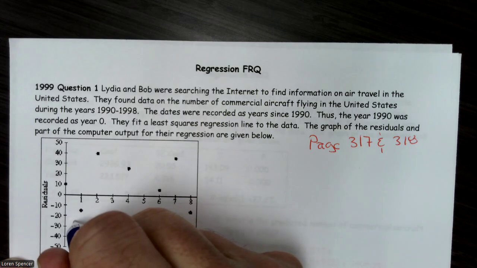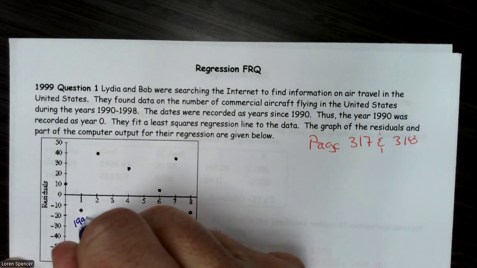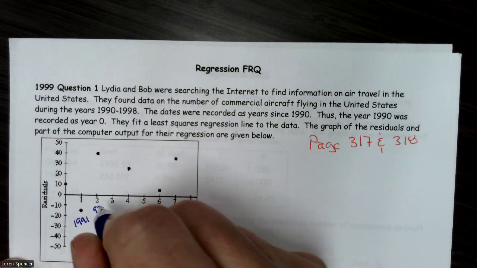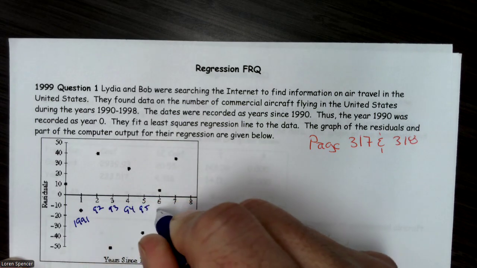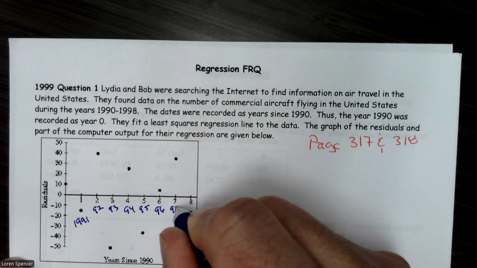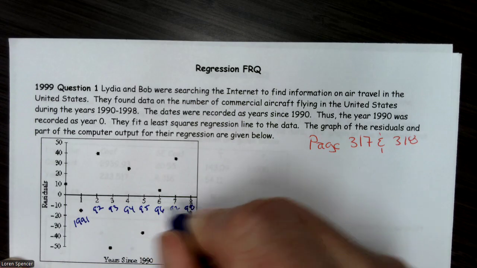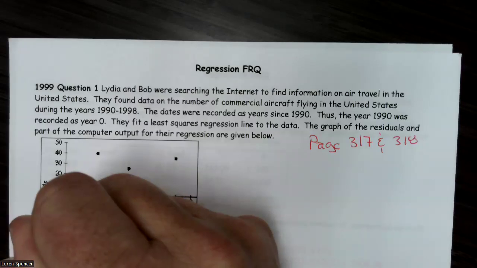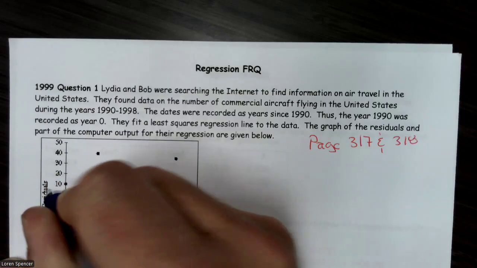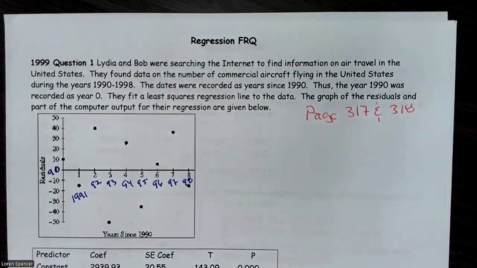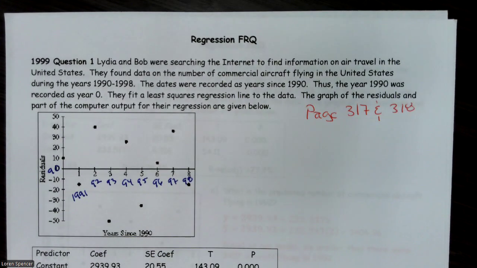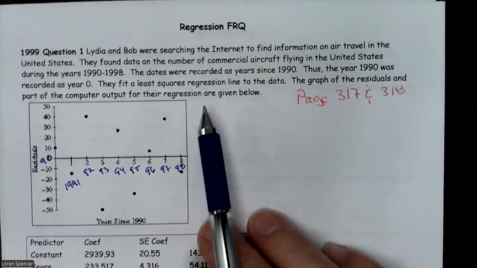This means this is 1991, 92, 93, 94, 95, 96, 97, and 98. And they already said that year zero was 90. All right. So they have the residual plot, and we see that we have a bunch of random dots.